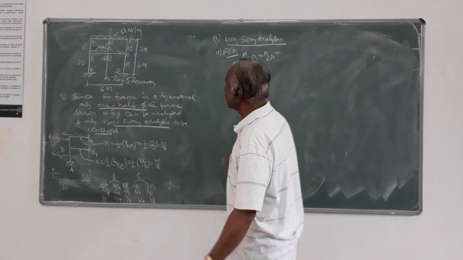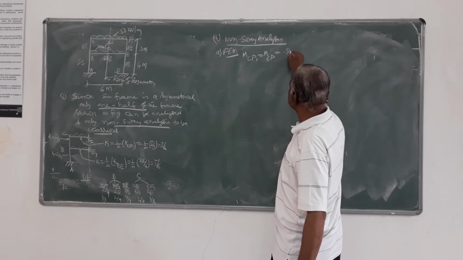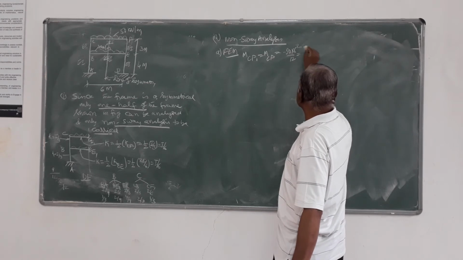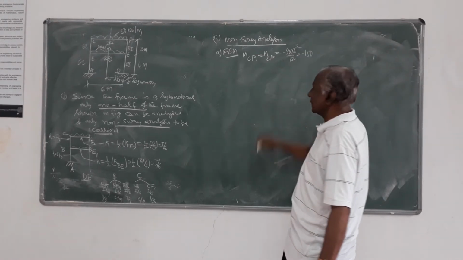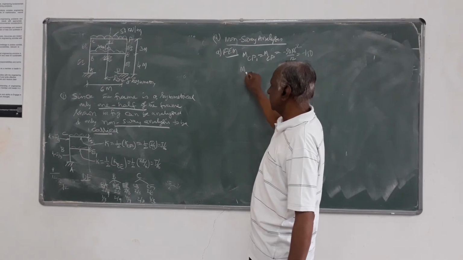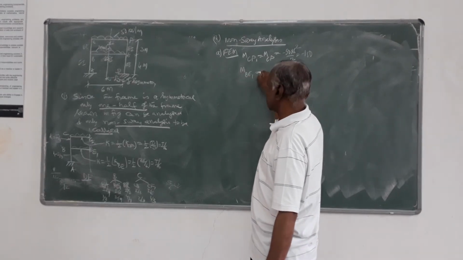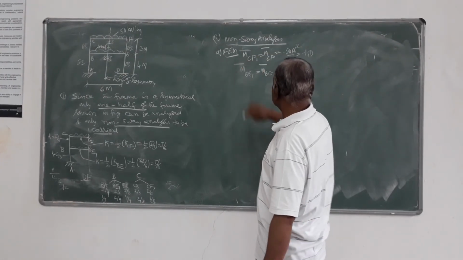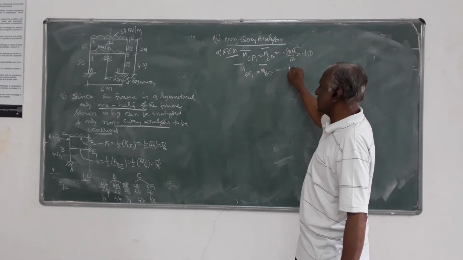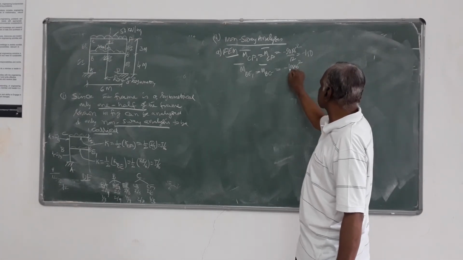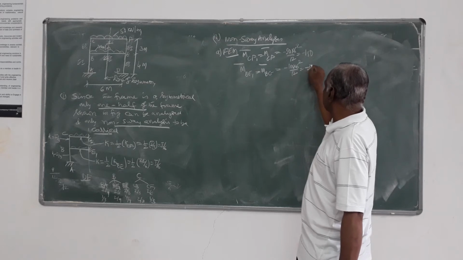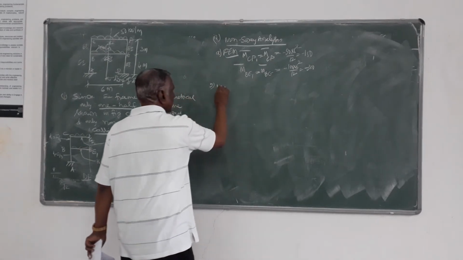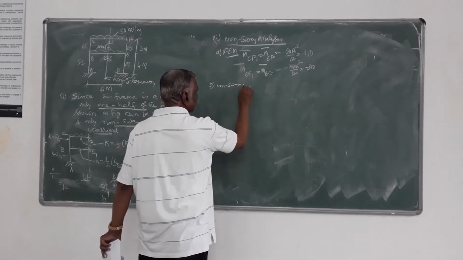That is minus 50 into 6 squared by 12, that is minus 150. And then MBE1 is equal to MBE, minus 100 into 6 squared by 12, that is minus 300. Then you carry out non-sway moment distribution.